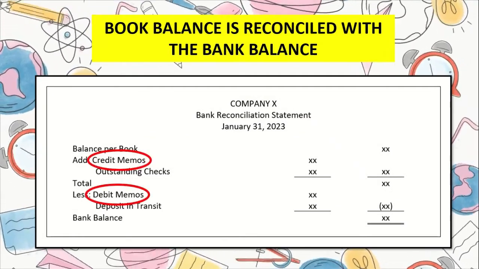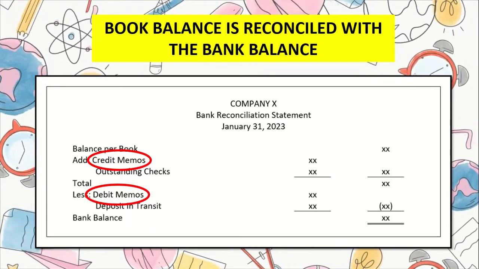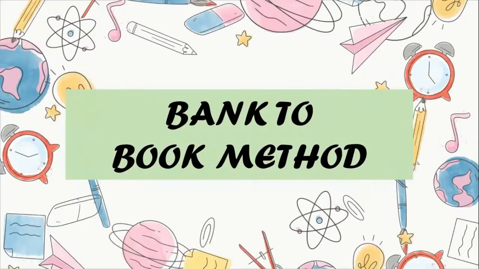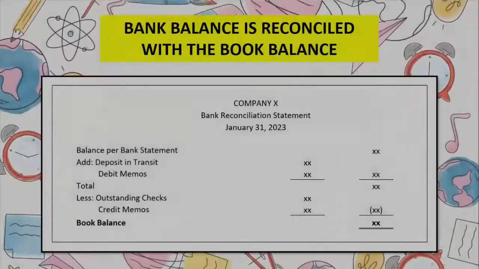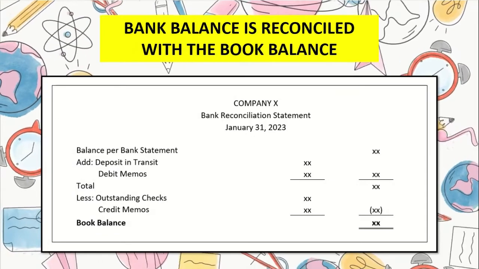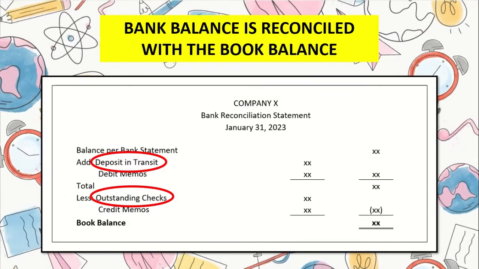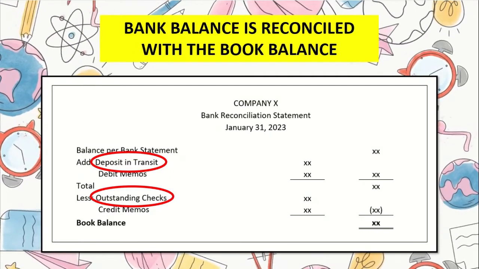In here, the usual book reconciling items are treated in the same manner they are treated in the adjusted balance method. Bank to book method. Under this method, the bank balance is reconciled with the book balance, or the bank balance is adjusted to equal the book balance. Here, the usual bank reconciling items are treated in the same manner they are treated in the adjusted balance method.